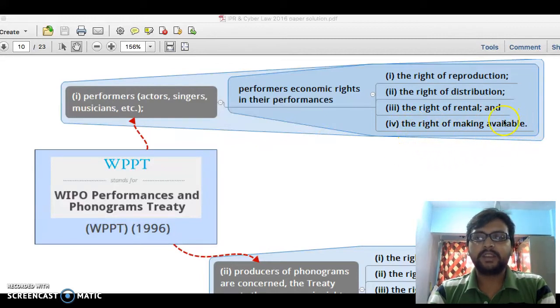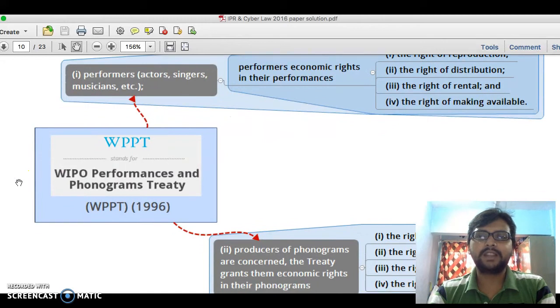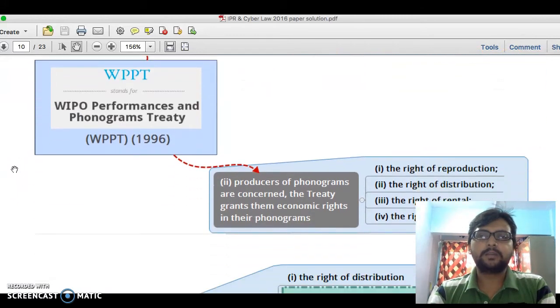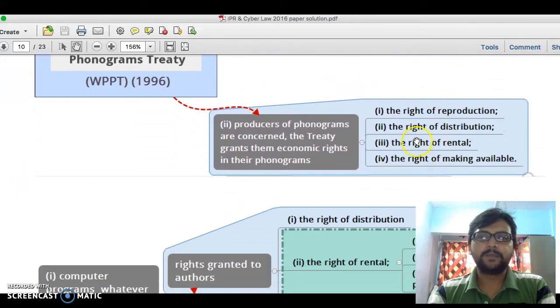Then the right of making it available. So whether we can make it available to the public sphere or the public at large, that is also defined under this. Now, as you can see, these same 4 rights are provided to the producer as well. So you just need to remember these 4 rights, the concept is the same, but here we are going to discuss these 4 rights in terms of the producer. I hope it is very much clear to you now.